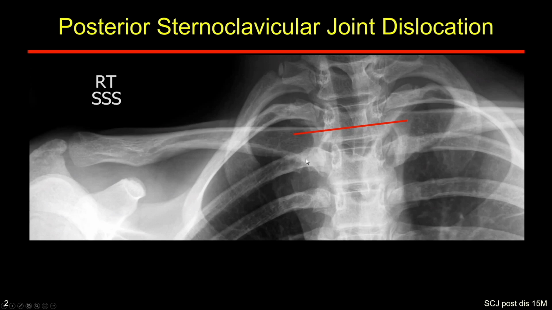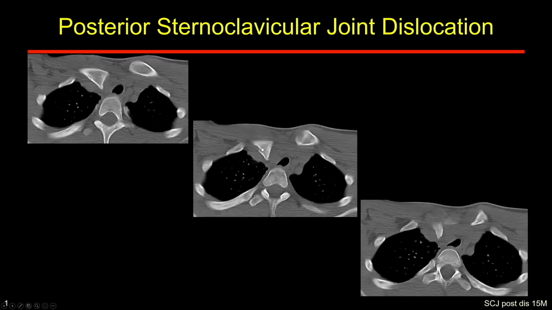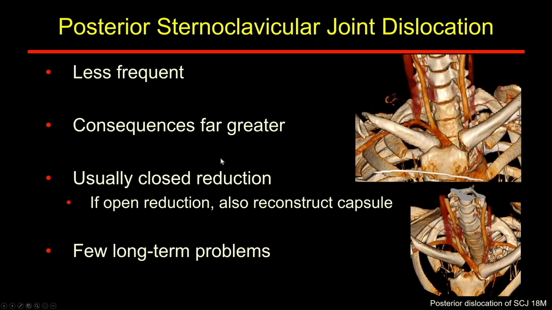So this should be a posterior dislocation of the medial right clavicle, with the corresponding CT images showing exactly that, with the medial end of the clavicle in the mediastinum. So these posterior sternoclavicular joint dislocations are less frequent than anterior, but the consequences are far greater.